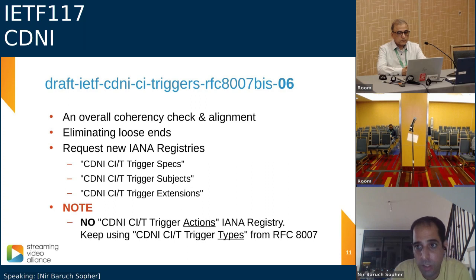We added new IANA registries for the trigger aspect, the subject, and the extensions. In this context, it's important to note that we didn't add a trigger action IANA registry because we already had the trigger types registry, which we just renamed action types to action. So we will keep on using the old registry defined in RFC 807. Next, please.